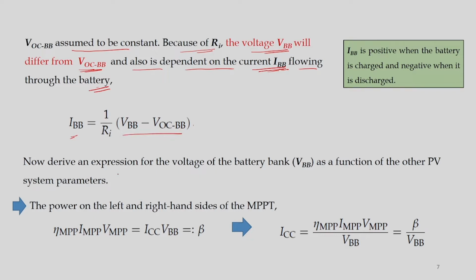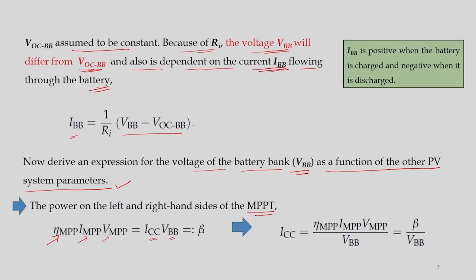Now let us derive an expression for the voltage of the battery bank V_BB as a function of PV system parameters. As I said before in the schematic diagram of the PV system, the power on the left and the right side of the MPPT should be equal. If we consider the efficiency of the MPPT as eta_MPP, I_MPP is the current at the maximum power point, and V_MPP is the voltage at that point, then I_CC is the charging current and V_BB is the battery voltage.